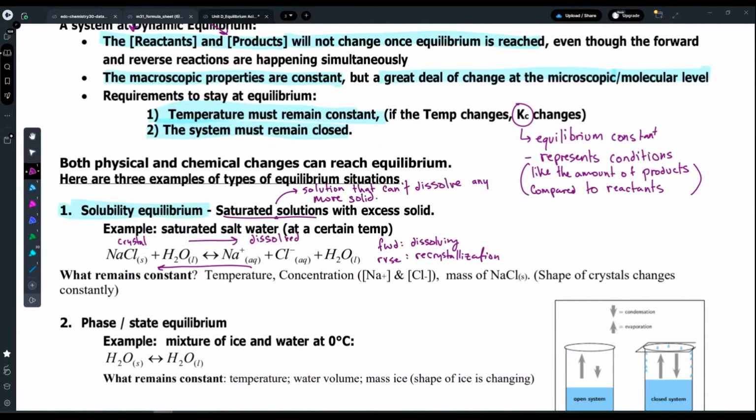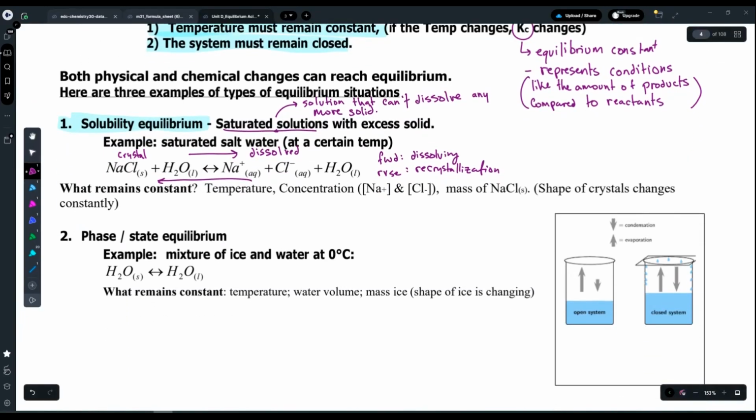So with our solubility equilibrium, what remains constant? That's going to be temperature, concentration of our ions, and mass of sodium chloride. However, the shape of the crystals is a microscopic property that you're not going to be able to see. The shape of the crystals is going to be constantly changing.